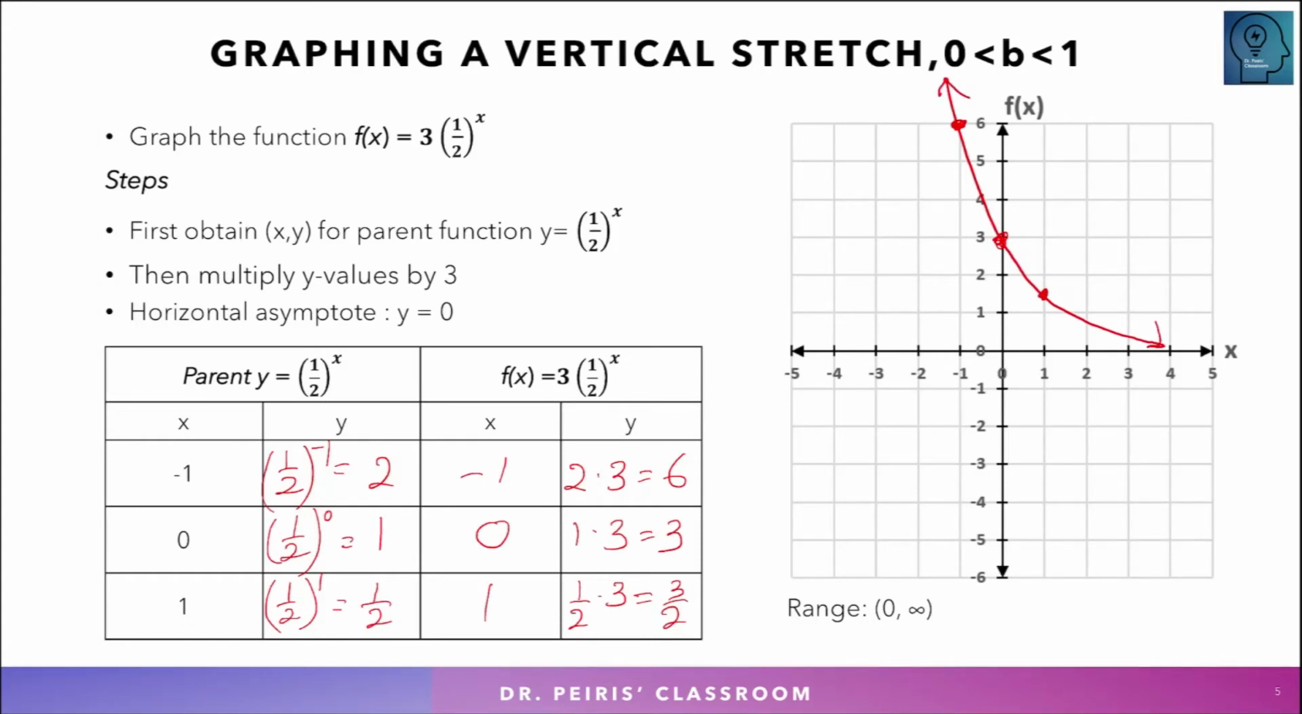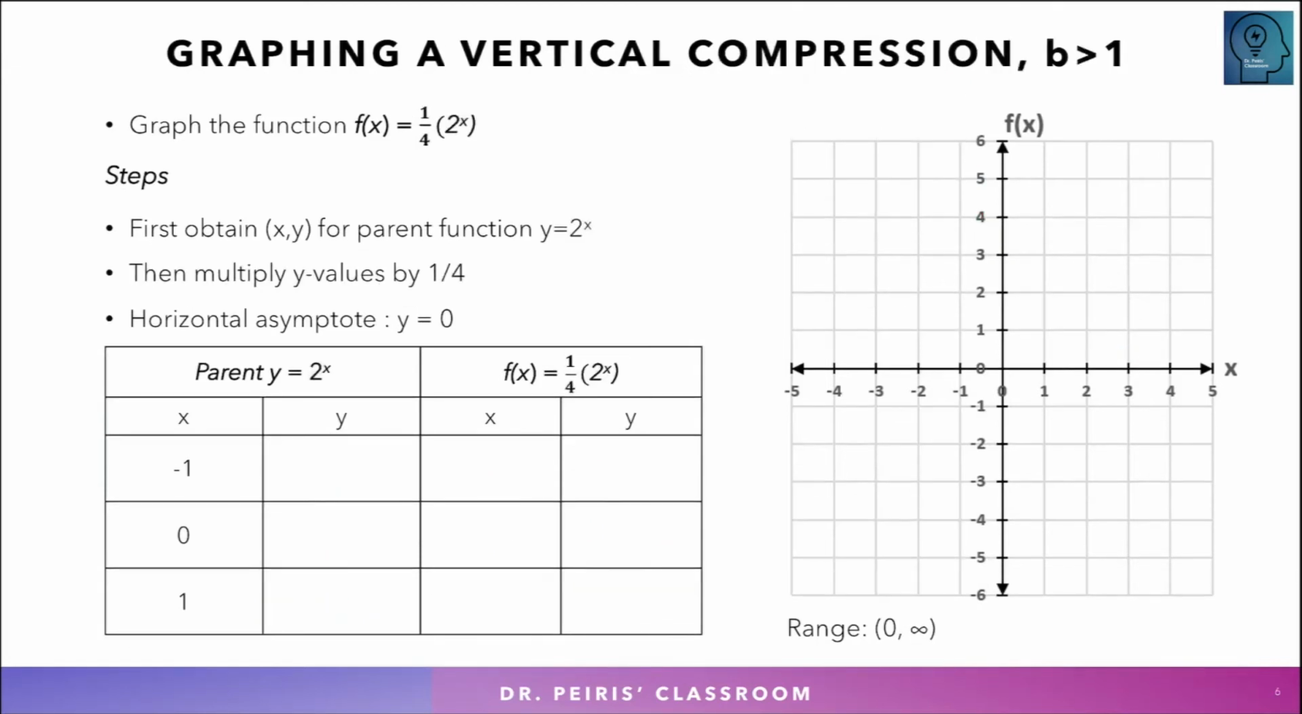So you see this is a decreasing function because the value of the b is half. It's a decreasing function. Now the range is the same, 0 to infinity. Now let's see how to graph the compressions, vertical compressions. So this is an example of a vertical compression.